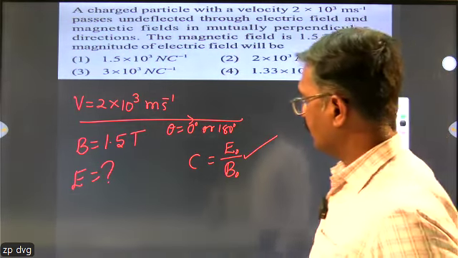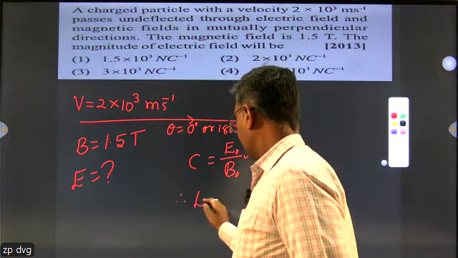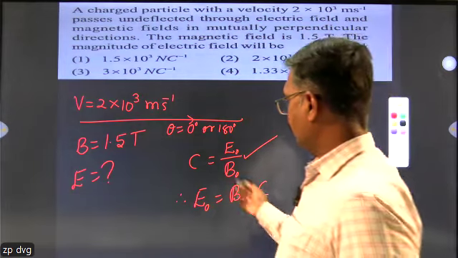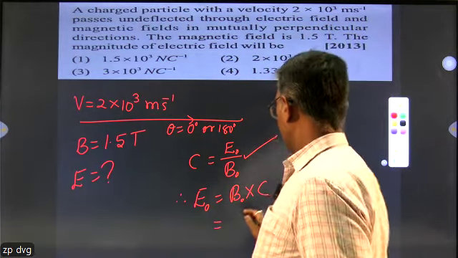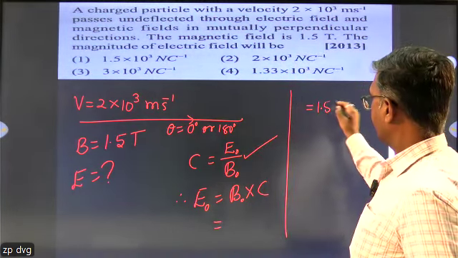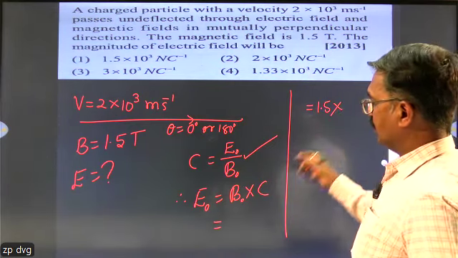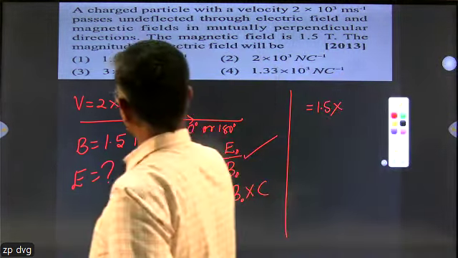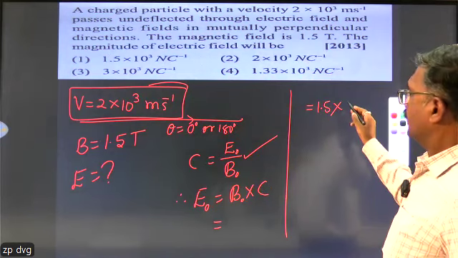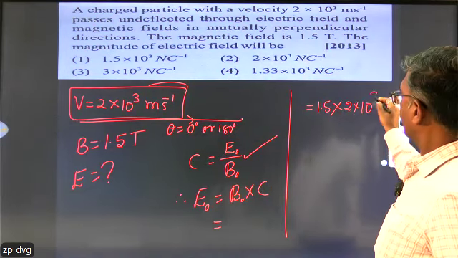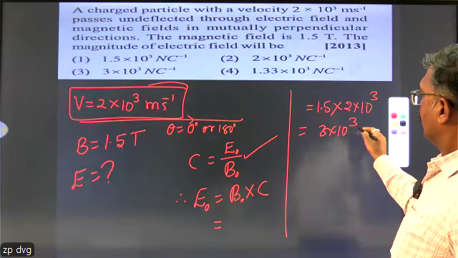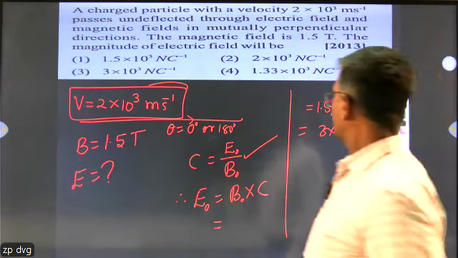C is equal to E naught by B naught. We have to find E. So E naught will be equal to B naught into C. B naught is the maximum amplitude of the magnetic field. How much is B naught? Given, B naught is 1.5 tesla. So 1.5 into C. Here C is replaced by V, since the particle travels in some medium. It is not 3 into 10 power of 8. V is 2 into 10 power of 3 meter per second. So 1.5 times 2 gives 3 into 10 power of 3. So this is the correct option.